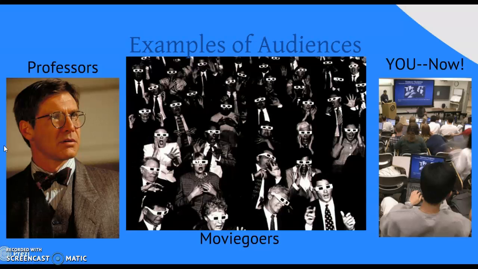We could also think of moviegoers as audiences that are observing a text of a different kind, right? People who are creating a movie have a certain purpose in mind as authors, and they're oftentimes trying to reach a particular audience, depending on if the movie is an action movie or a romance or an independent film.